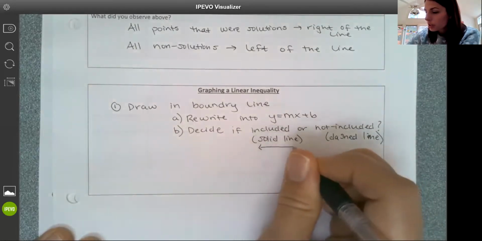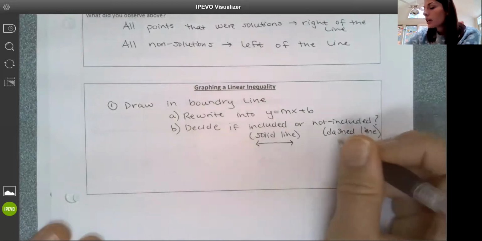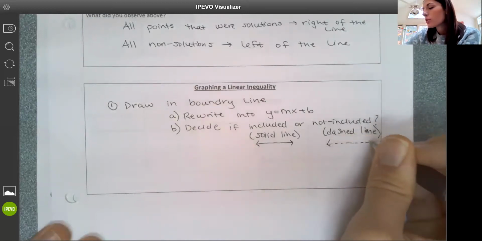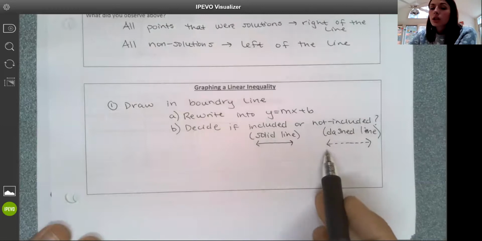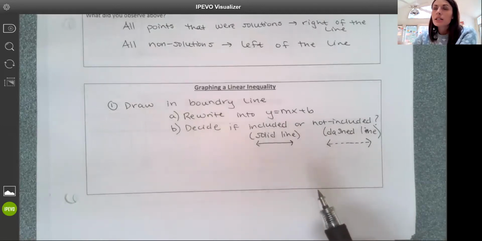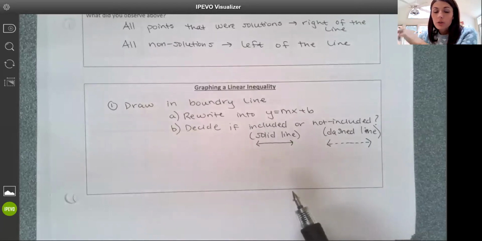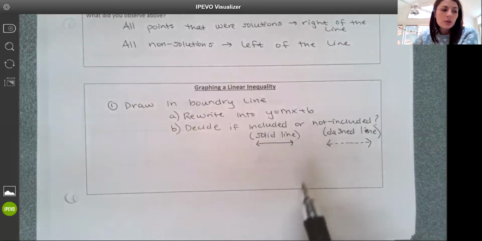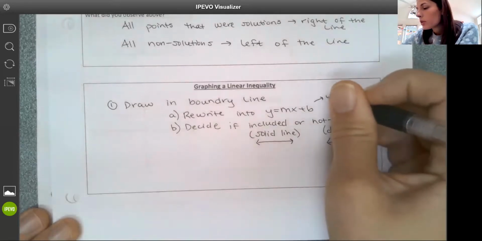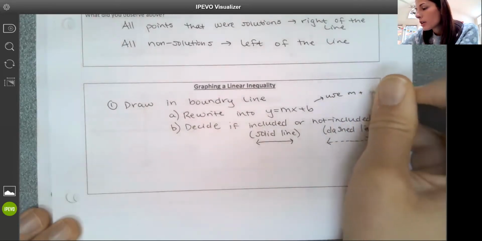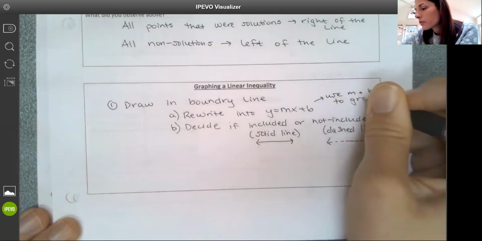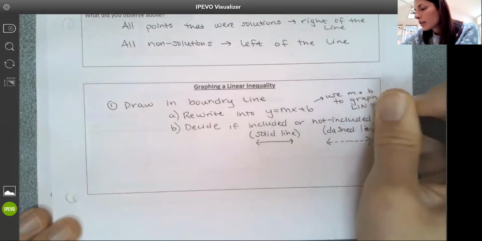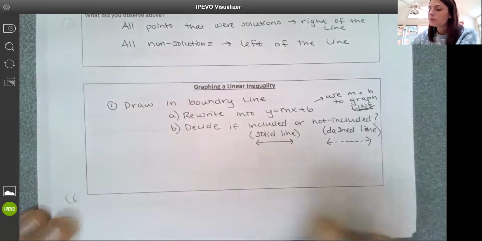But sometimes we'll draw our line just like we've always drawn lines. And other times when we draw on that line using slope and y-intercept, we draw in a dashed line. And it depends on the inequality. And the same idea with open circle, closed circle when we were graphing on a number line, or parentheses versus brackets when we were writing interval notation. Okay, so we rewrite into y equals mx plus b, and then we use m and b to graph the line. Okay, so not inequality, but just the line.